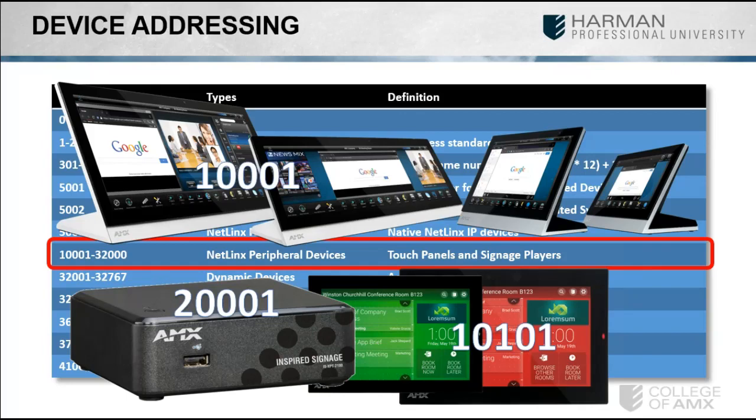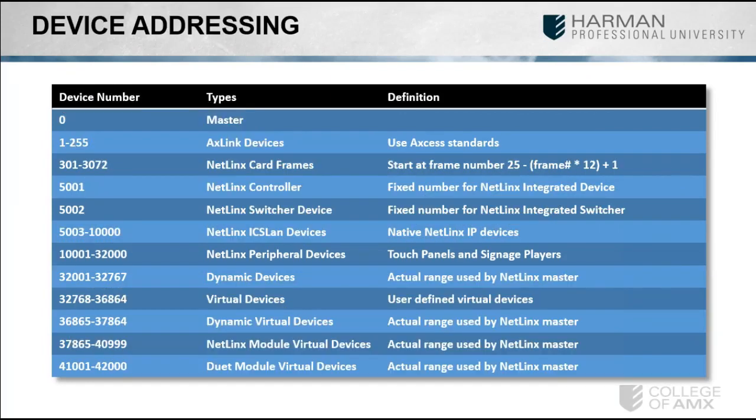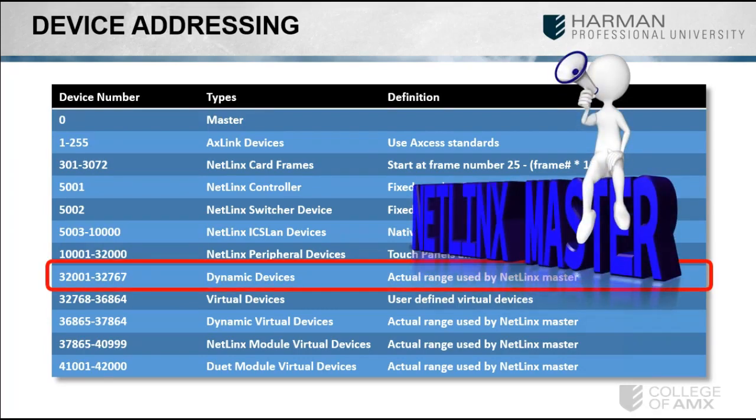The range for this category is 32,000. This is also the maximum value for any physical device. Next in line, we have the range of dynamic devices, which go from 32,001 through 32,767. Dynamic devices are items which could be hardware or software whose device numbers are automatically assigned by NetLinx Studio.